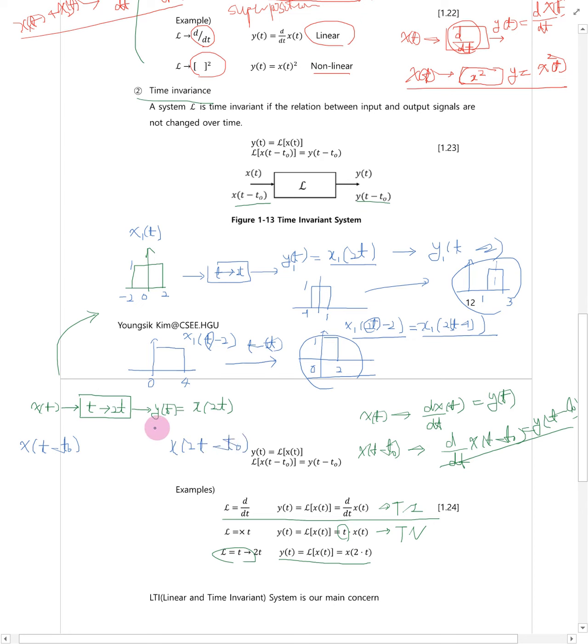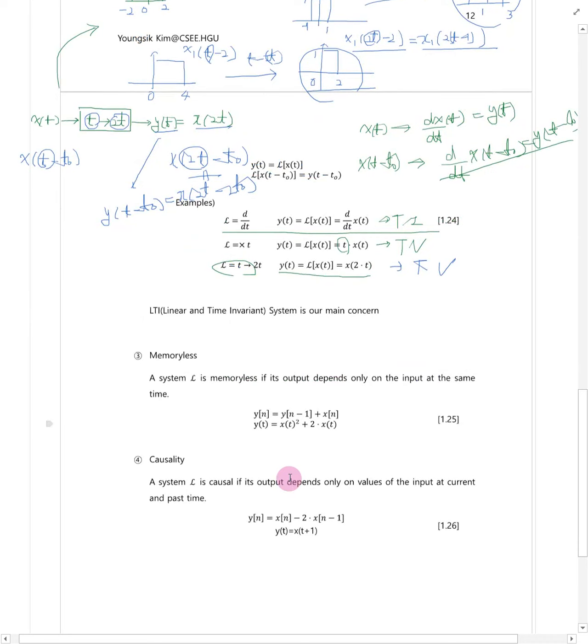You know what? t is replaced by 2t. But if you shift the output, it will be shifted this way: x(2t minus 2t0). So this is not equal. So obviously this one is time variant. Okay.